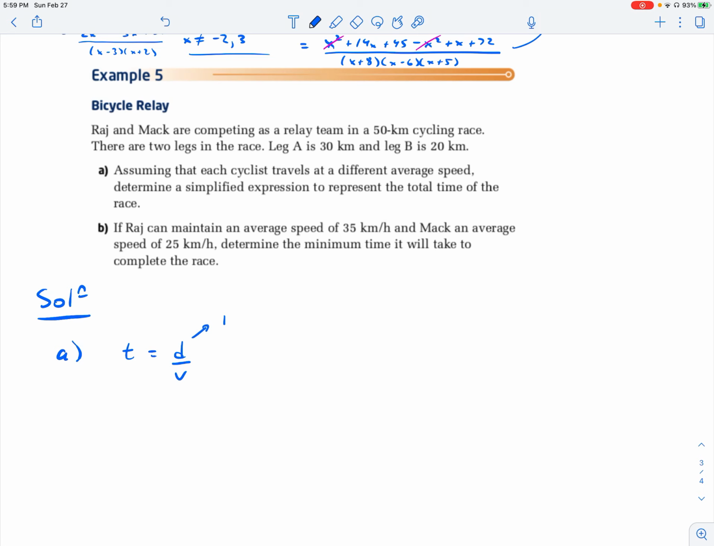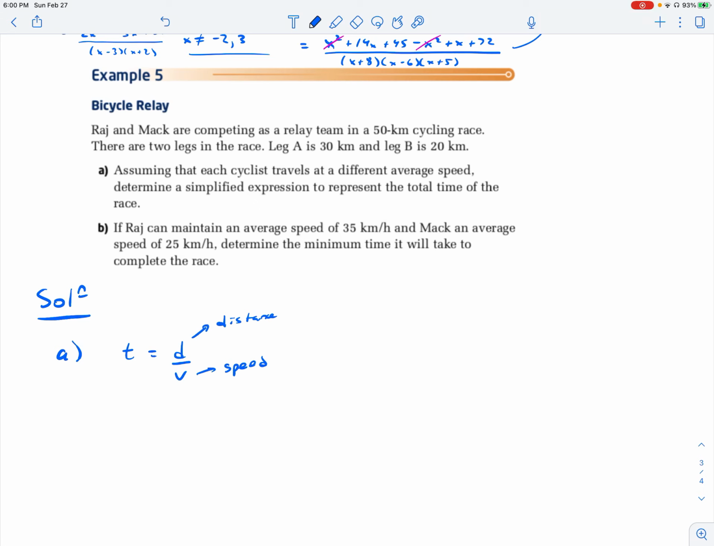So D is just the distance, and V is for speed. The reason you see it as V has to do with physics. In physics, speed is related to velocity, and they use V for it. I know probably in other years you've seen speed as the symbol S, but V is actually a little bit more appropriate.